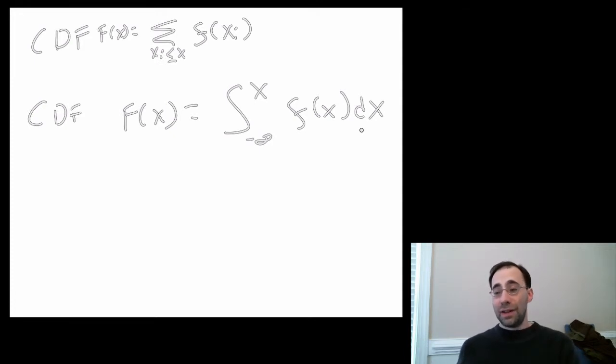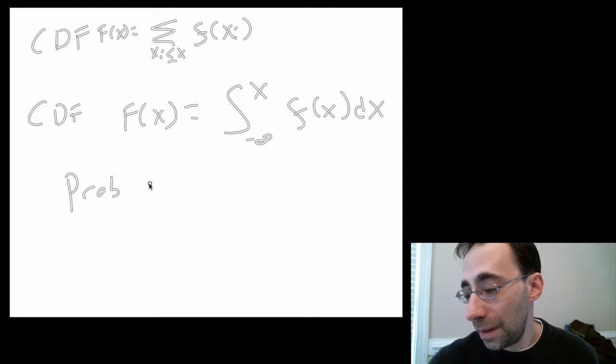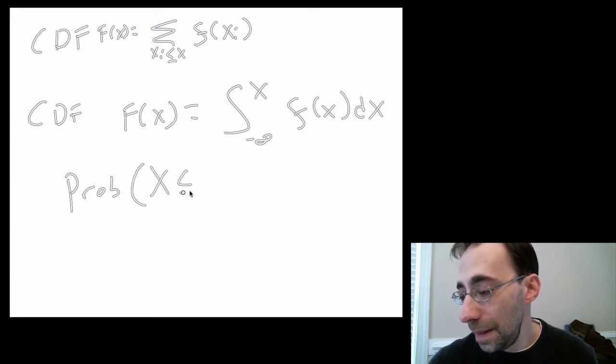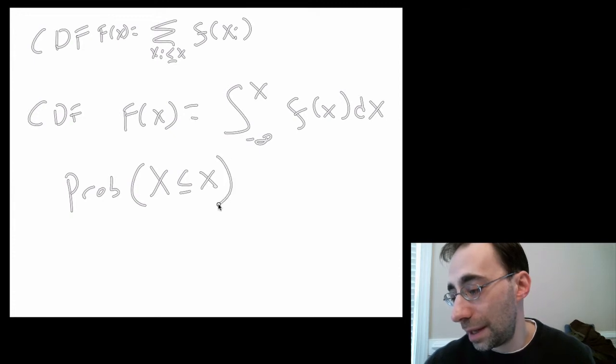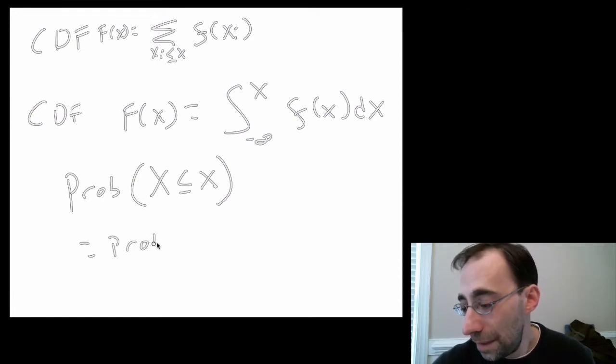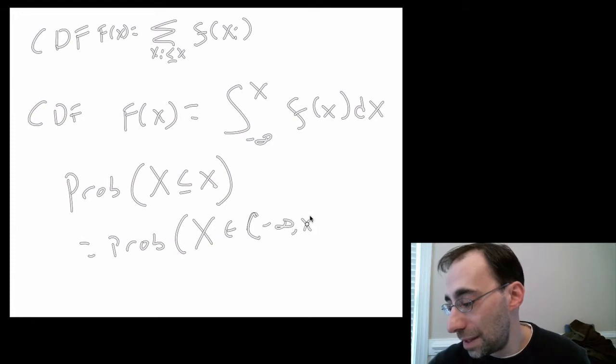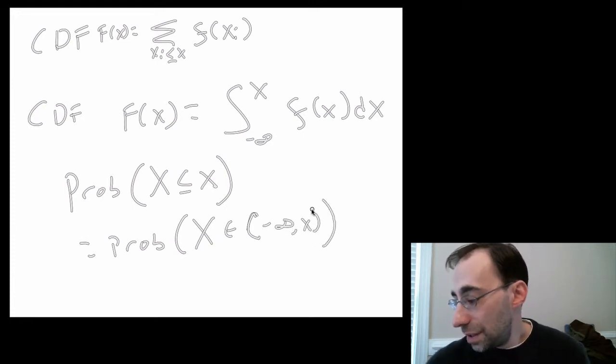This is a very close analog, as you can see, between the discrete and the continuous cases. And the meaning of the CDF is the same. It's the probability that the random variable X is less than or equal to some value x. We made the same exact thing for both discrete distributions and continuous distributions. There's no difference at all. And in fact, this is the same thing as saying the probability that capital X is in the range from negative infinity to x. This is a closed bracket.